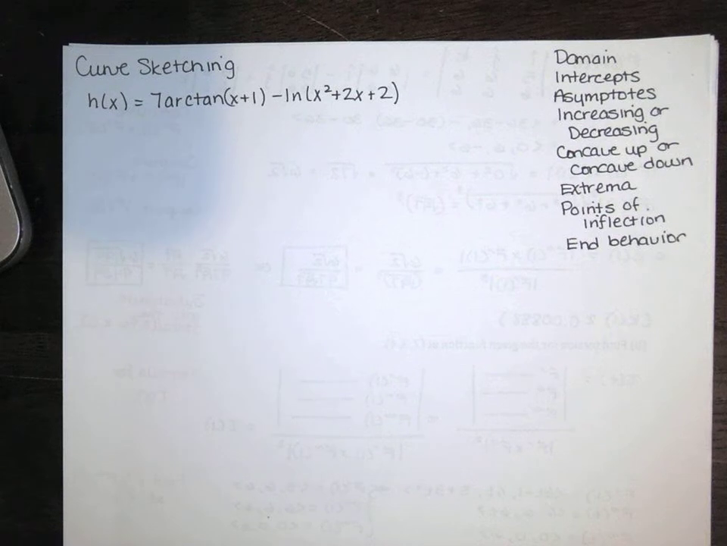In this video, we do another example involving curve sketching. We've got h of x. It's a difference of two transcendental functions like this. Now we've also done other curve sketching videos.